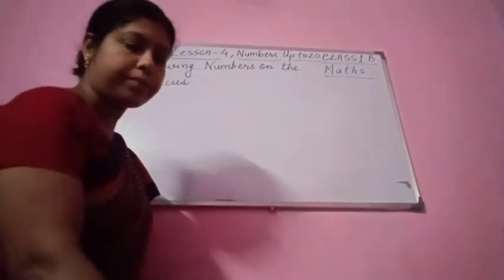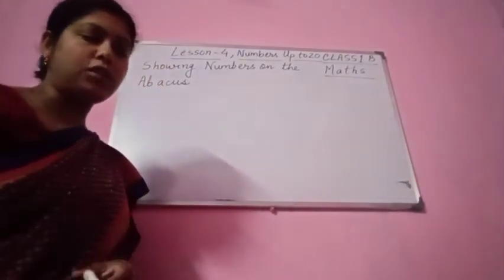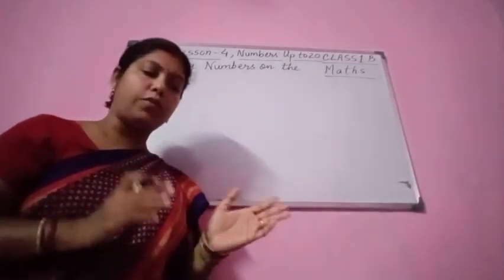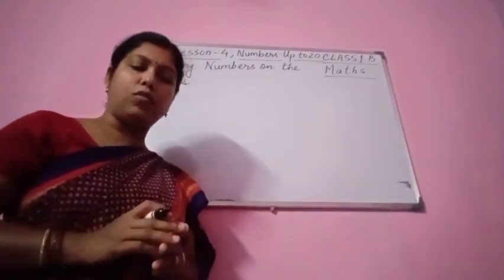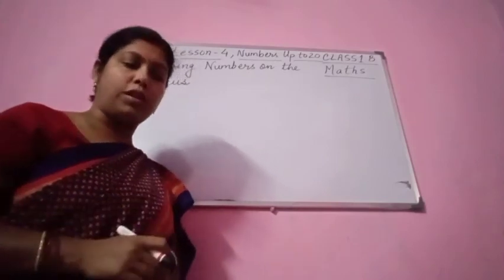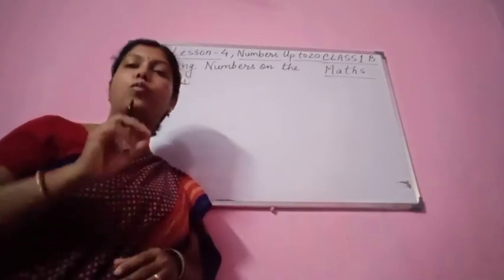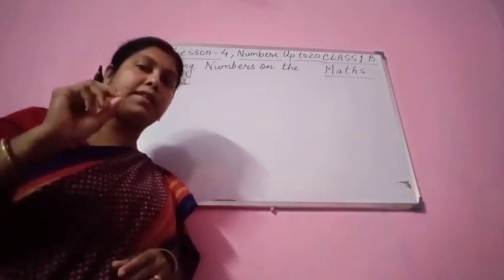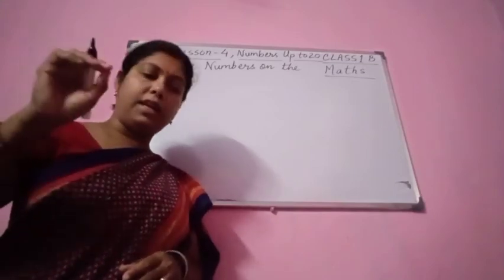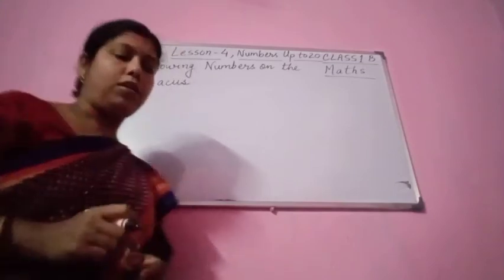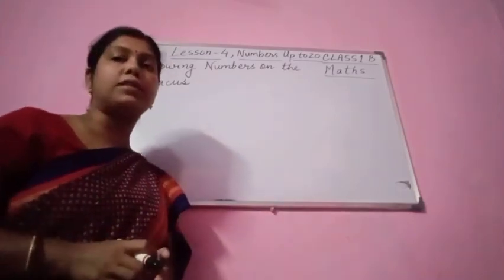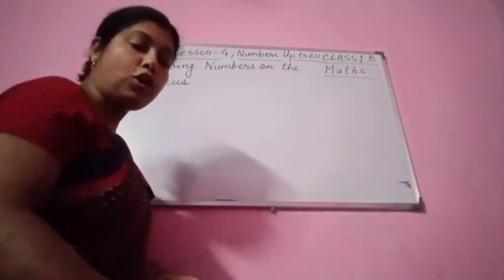On the abacus, the ones rod will be represented as O and the tens rod will be represented as T. That is, O means ones. I will show you on the board. Each bead on the ones rod represents 1, and on the tens rod T, each bead represents 10. The rods on the abacus are called spikes. What are the rods on the abacus called? They are called spikes. You have to learn this.